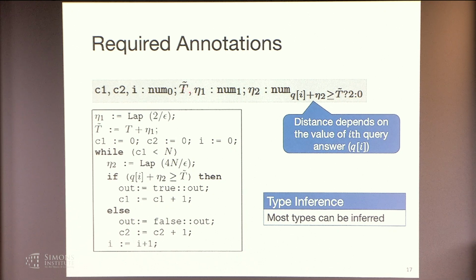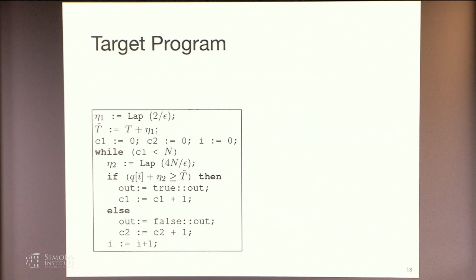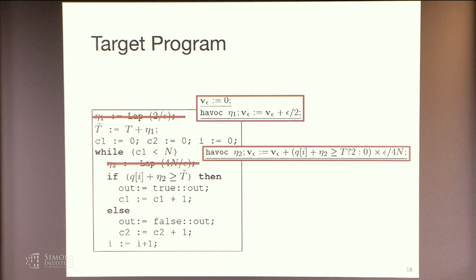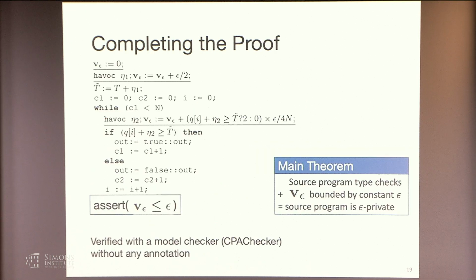So the type system takes the annotation and the source code. It type checks the source code according to the restrictions described by the typing rules. And in this case, it succeeds, so we will generate a target program. In the target program, each Laplace mechanism is replaced by a havoc instruction saying that this random sample can be an arbitrary value. And we also adjust the privacy cost according to the alignment. So this is the target program, and the goal in the target program is to prove that the V epsilon, the special variable in the target program, is bounded by some constant epsilon.